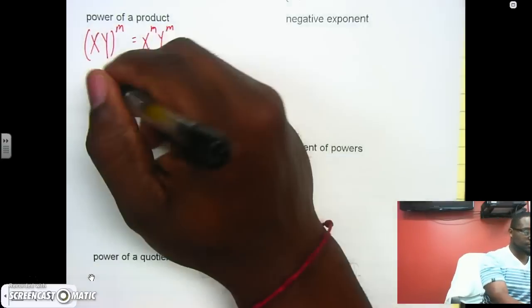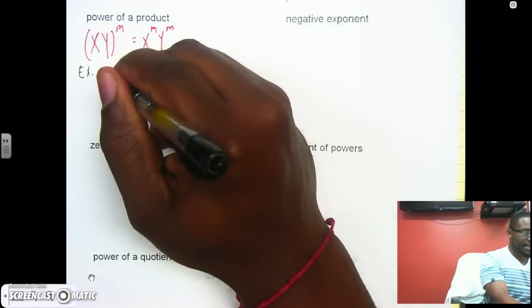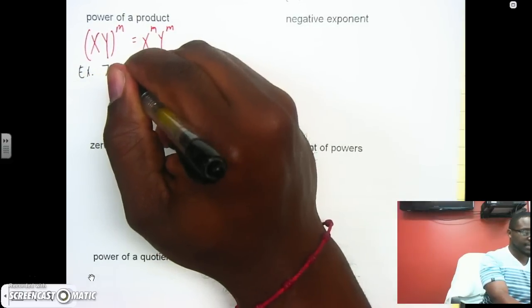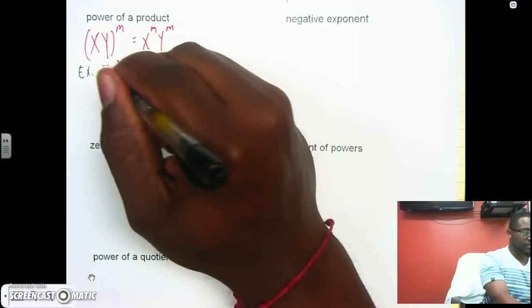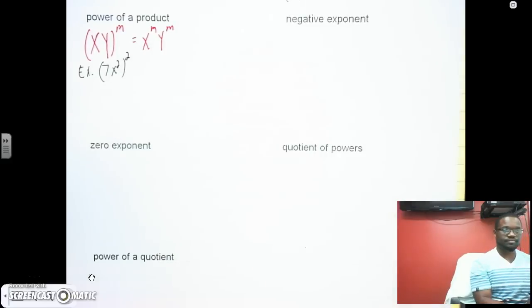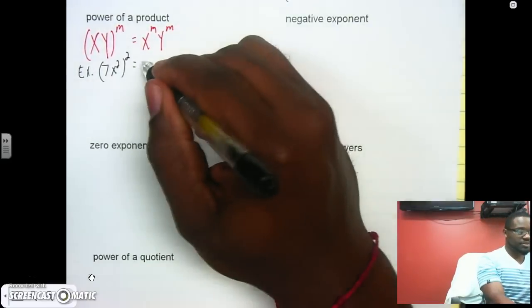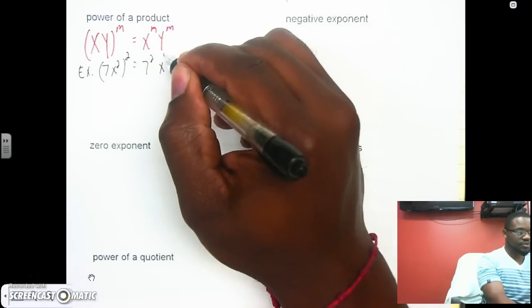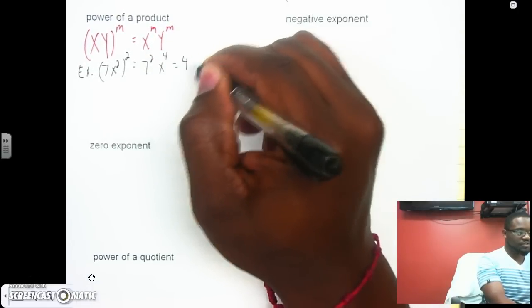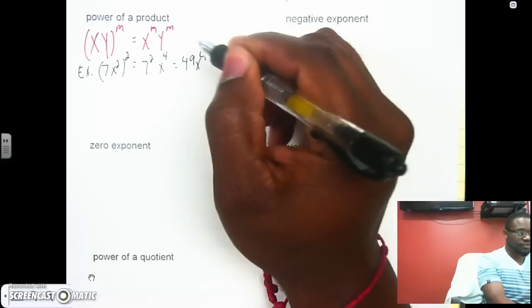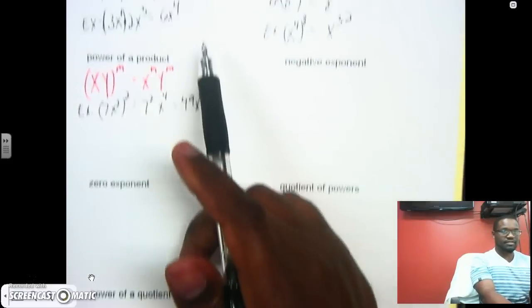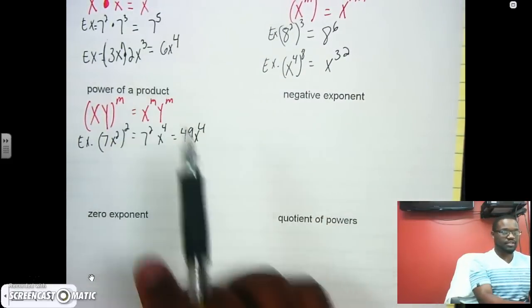So an example would be if I had 7x squared raised to the second power. That really means 7 squared and x squared squared, but I can go ahead and make that 49x to the fourth. 7 squared is small enough. Up there when I had 7 to the fifth, that was just a big number. I didn't change it. Neither did I change that.